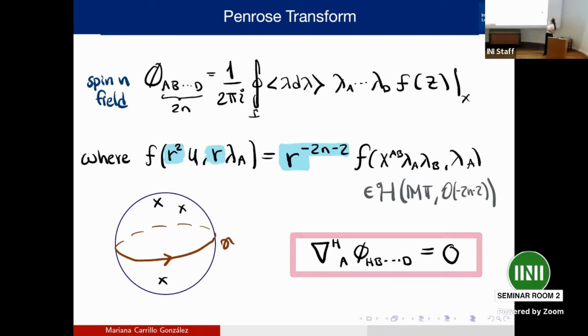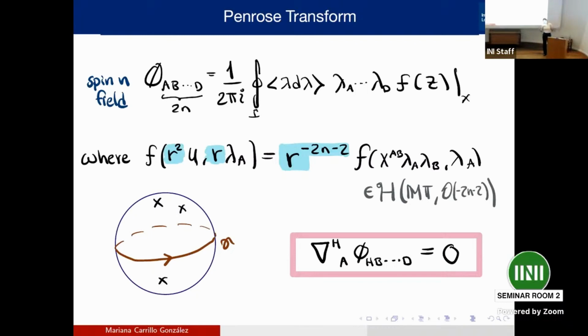Now, this function will have certain special properties. Basically, under the transformations that we saw before, this R squared of this coordinate U, just a complex number, and this R of the lambda_A, your spinor, it should transform homogeneously in the following way with this rescaling. So this is a -2n minus 2, and this is because we have 2n lambdas over here that will scale with R to the n, and 2 lambdas from the measure. So at the end of the day, your field over here in coordinate space should not have any rescalings.